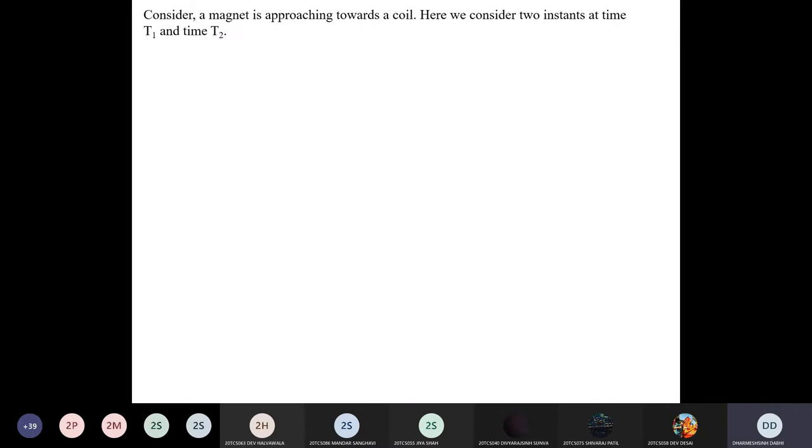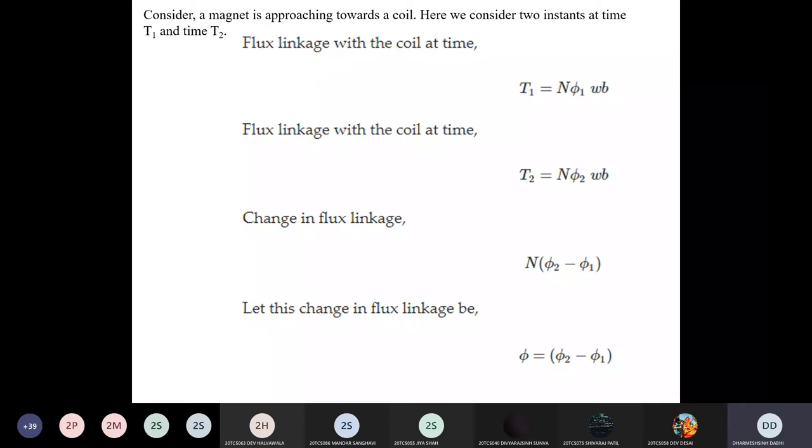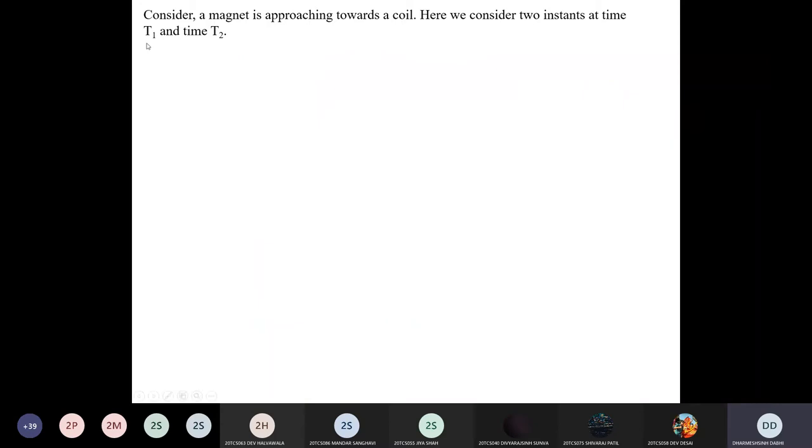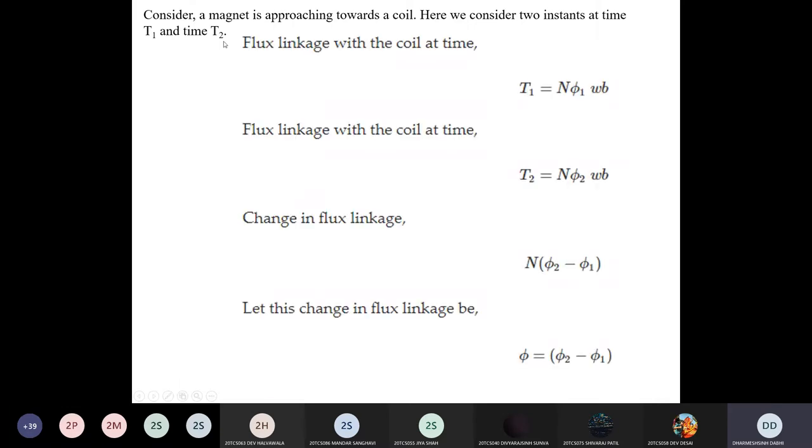Here, suppose we find the net flux linkage with the coil. Consider two instants. Consider the magnet approaching towards the coil. Your coil is fixed, your magnet is moving. So we consider two instants: one is time T1 and another is time T2. Assume that at time T1, the flux linkage with the coil is N phi1. N is the number of turns of the coil, and phi1 is the flux linked with the coil at time T1. At time T2, suppose the flux linkage with the coil is phi2, so N phi2 is the total amount of flux linkage with the coil.